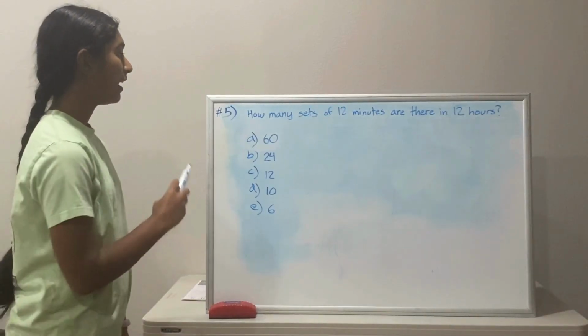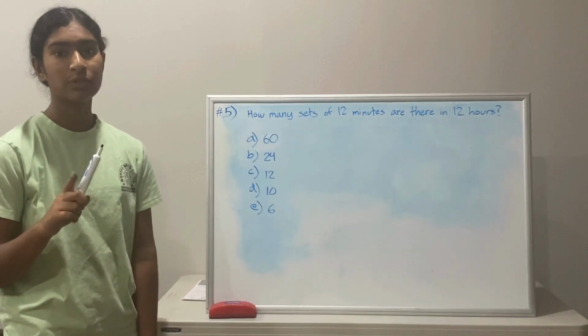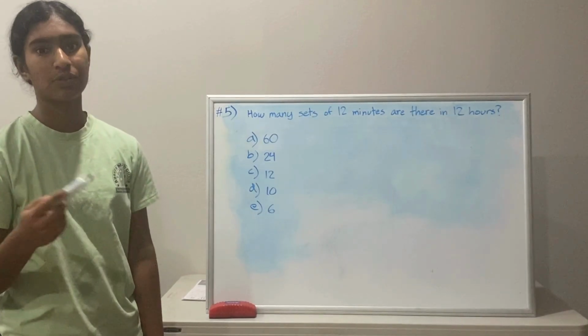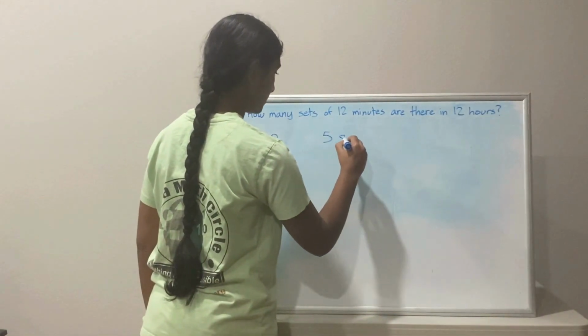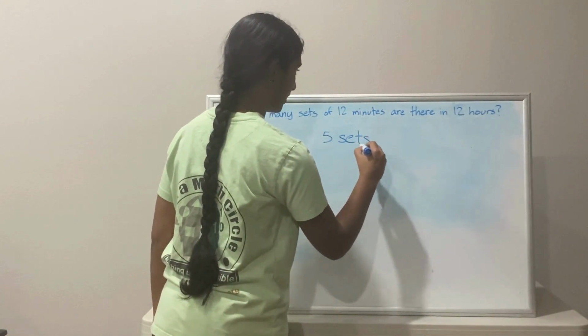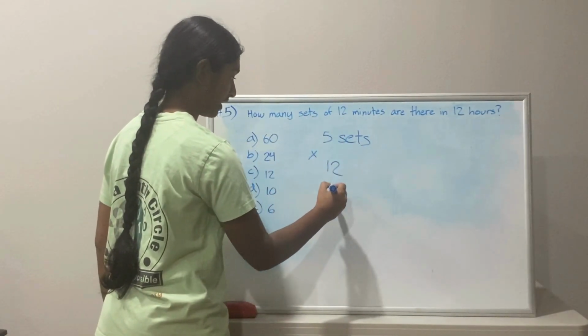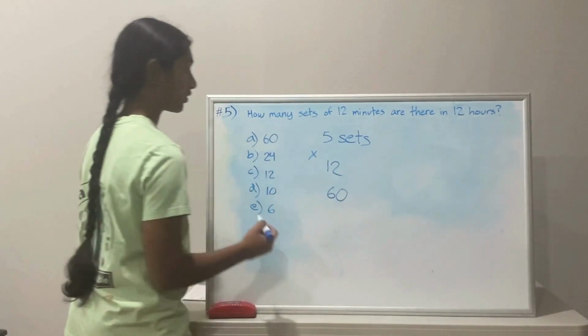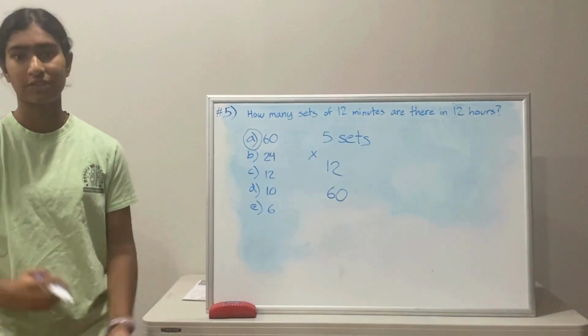Number 5. How many sets of 12 minutes are there in 12 hours? So 1 hour has 60 minutes, so 60 divided by 12 is 5. We've got 5 sets of 12 minutes in an hour. And then we want for 12 hours, so we're going to multiply that by 12, and we get 60. So there are 60 sets in 12 hours, and A is our answer.